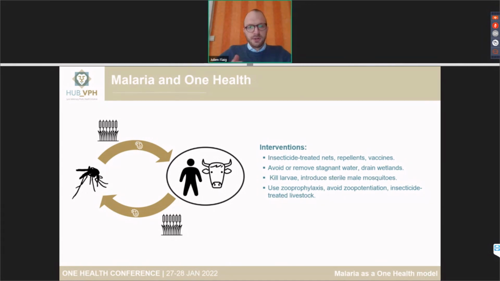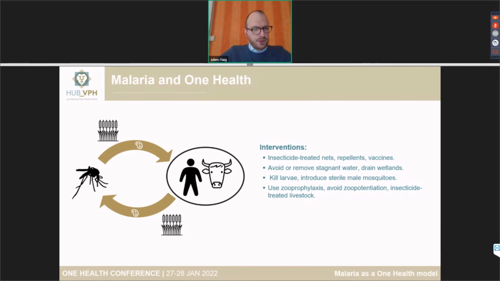So some interventions will try to protect humans directly from getting bitten by mosquitoes or getting infected by the parasite. This is the case of the vaccine, for instance, or repellents or bed nets.